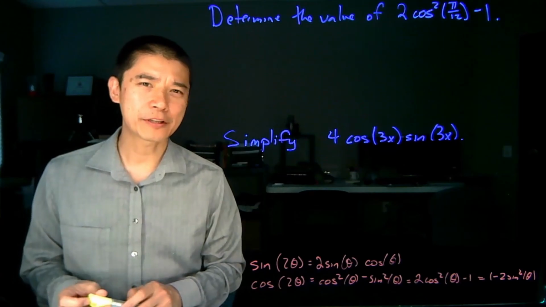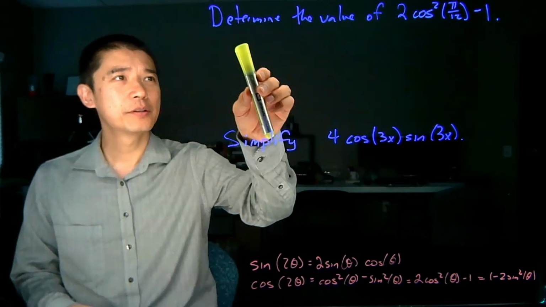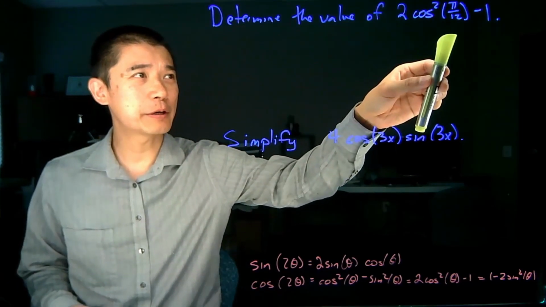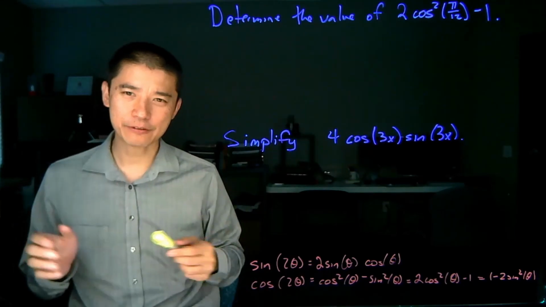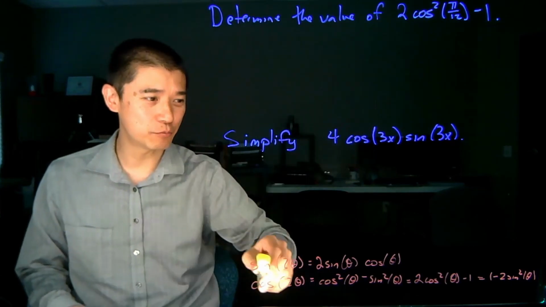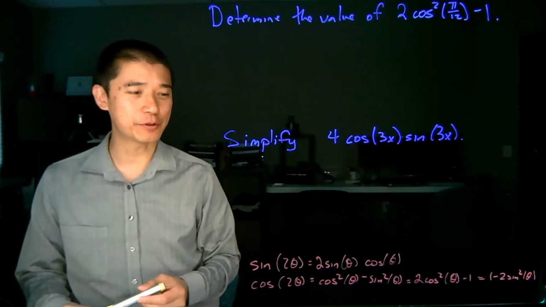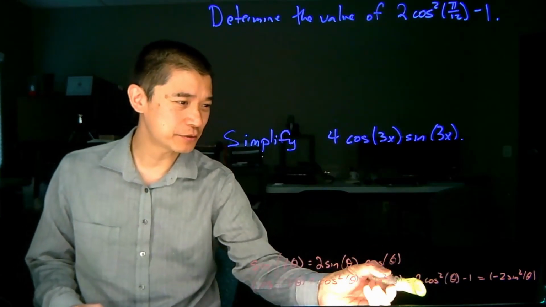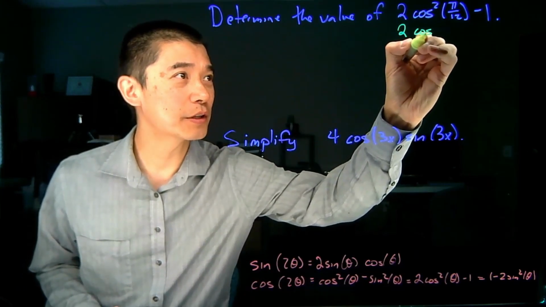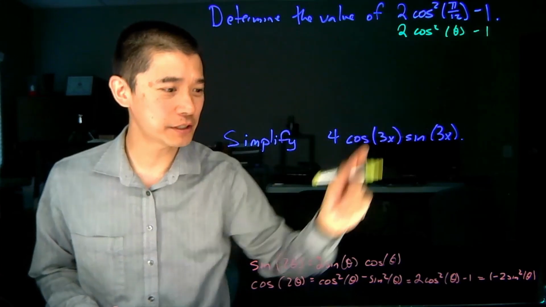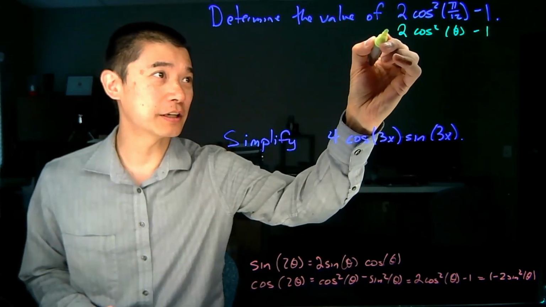Here are a couple applications of the double angle formulas. Determine the value of 2 cosine squared pi over 12 minus 1. So what we have to do with this one is, just like previously, match this up with one of these formulas to figure out which one it's referring to. With a little bit of inspection, you'll see 2 cosine squared theta minus 1. And that quantity is cosine of 2 theta.